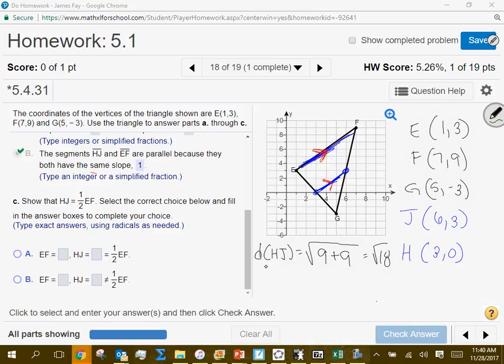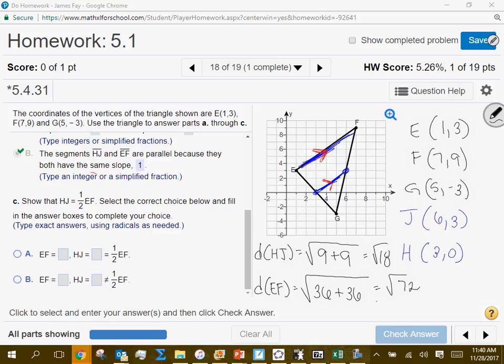But now I want to find EF. So distance of EF. So I'm going to look at these x values and subtract them. Gives me 6. Square it and get 36. Add to that then your y's subtracted. Gives me 6 again. Square it gives me 36. So it gives me a radical 72.